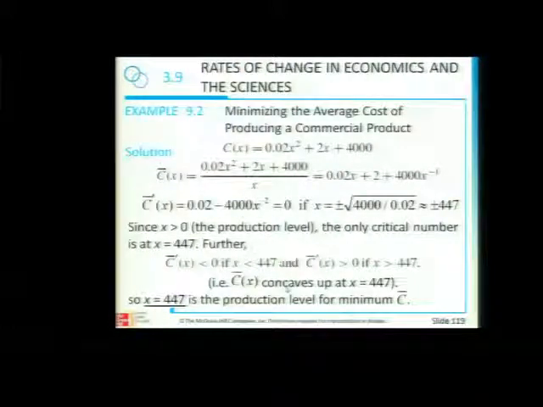So obviously, it's concave up. This corresponds to concave up, and therefore it means we have a minimum. All right. So at this level, when the company produces 447 units, then the average cost will be the minimum.